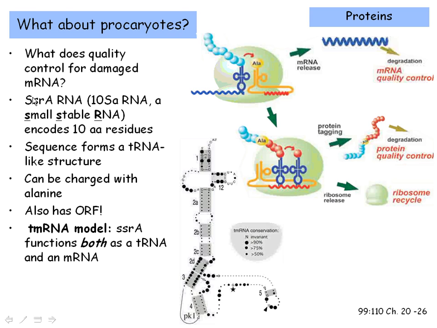They have a special thing called ssRA RNA, which is a small, stable RNA, about 10S, and encodes 10 amino acid residues. So part of it is a mini coding sequence. Other parts of the sequence fold up into something like a tRNA. And that tRNA can be charged with an alanine. And so this is a kind of a funny RNA. It's both functioning sort of like a messenger RNA and sort of like a tRNA.